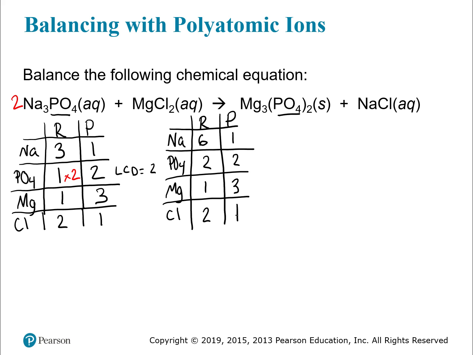So we haven't touched anything on the product side, but the sodium and the phosphate have changed. The next thing I'm going to balance is my sodium. The lowest common denominator between 6 and 1 is 6. So that means where I see the sodium, I'm going to multiply by 6. And that has changed more than just sodium. It's also changed the chlorine.